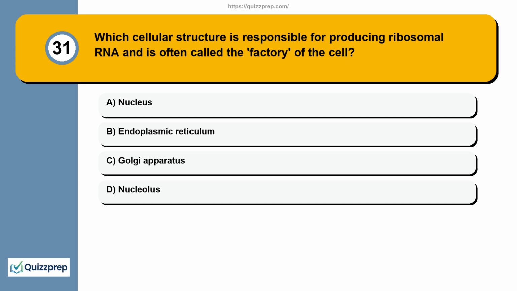Question 31. Which cellular structure is responsible for producing ribosomal RNA and is often called the factory of the cell? Nucleus, endoplasmic reticulum, Golgi apparatus, nucleolus.